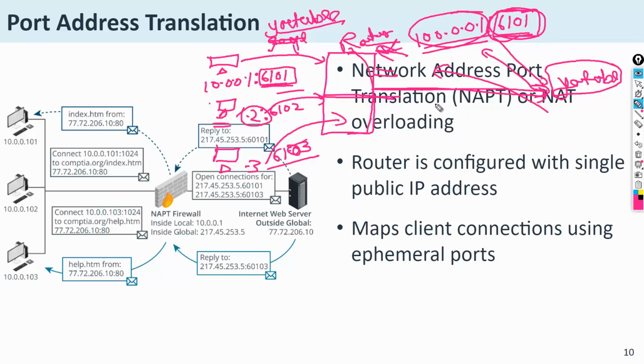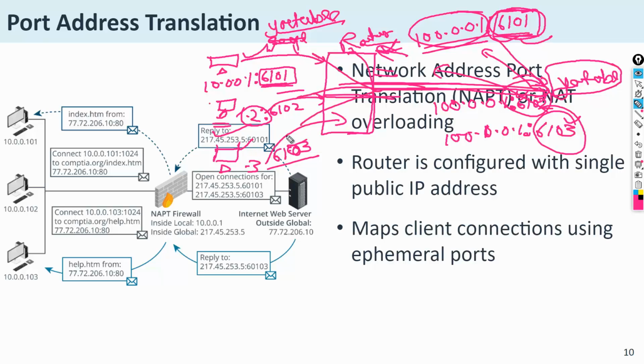So here will be 100.0.0.1 with port number 6102, and here is 100.0.0.1 and port number 6103. So 1 has this traffic, 2 has this traffic, 3 has this traffic. On behalf of the port number, it will forward the same traffic to different computers or different devices. So it is known as port address translation.